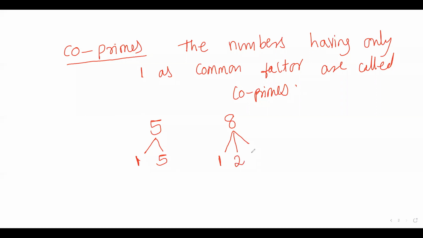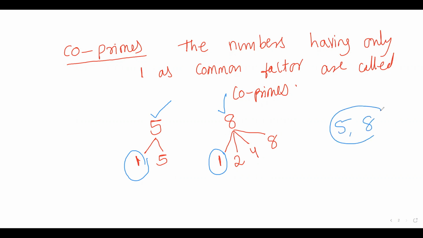1, 2, 4, 8. So here only 1 is the common factor. If the numbers are having only 1 as common factor, such numbers are called coprimes. So 5 and 8 are coprimes. Why? Because they are having 1 as common factor. So the first example I am taking is 5 by 8.